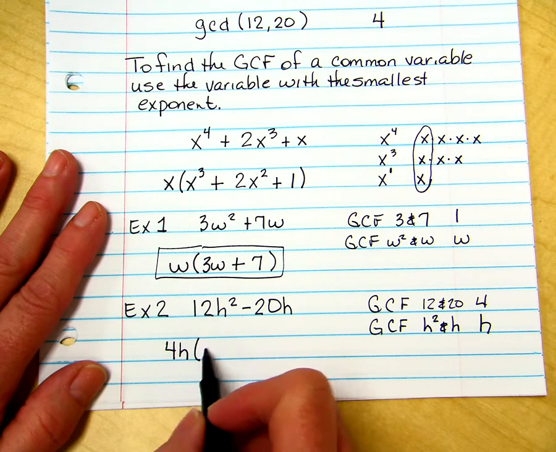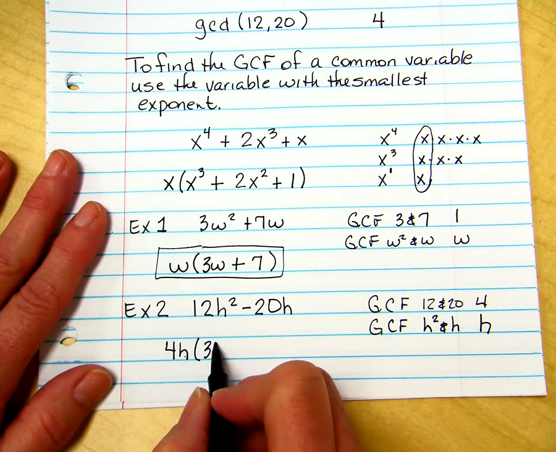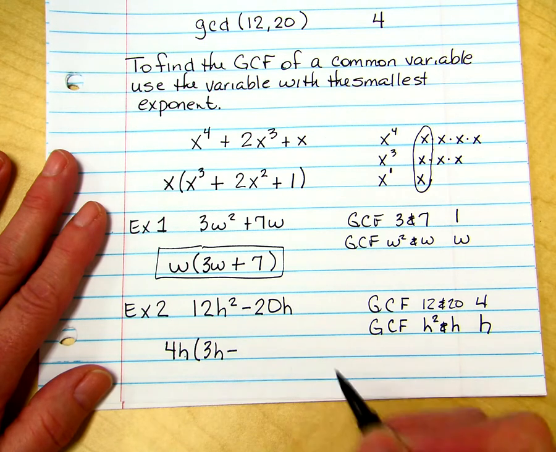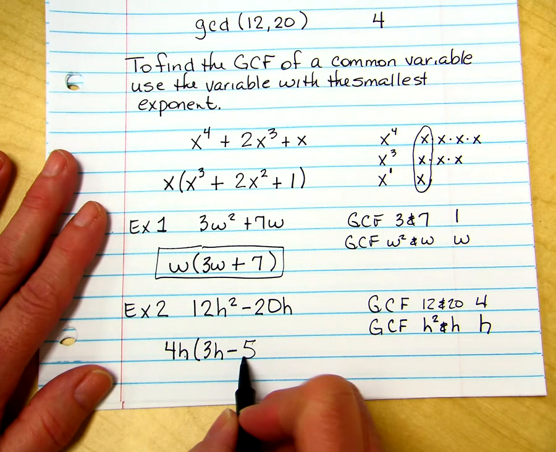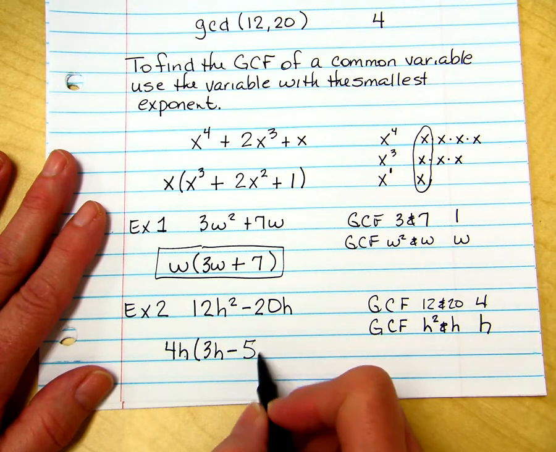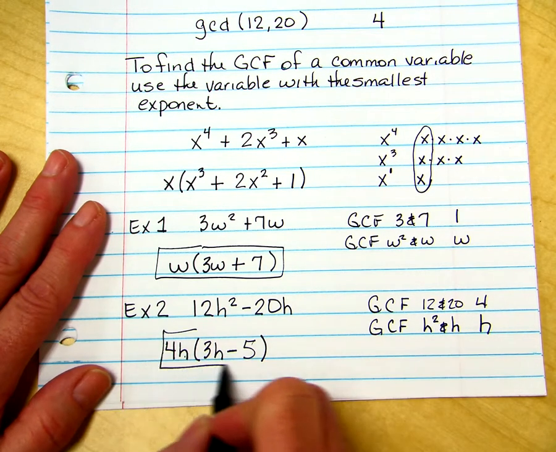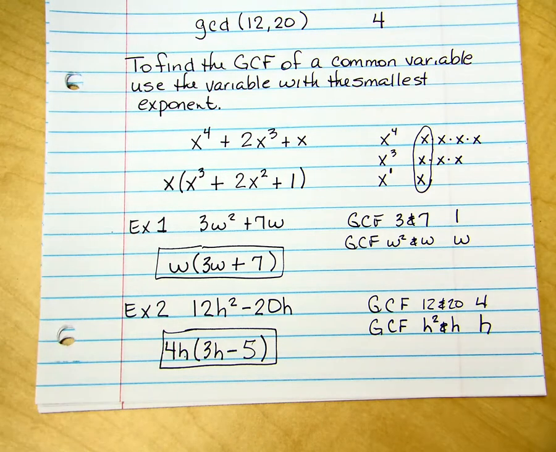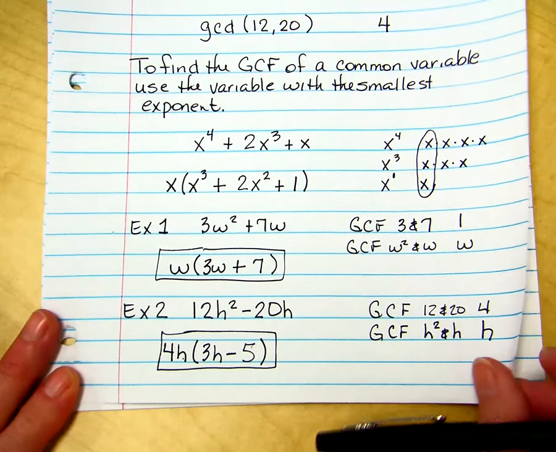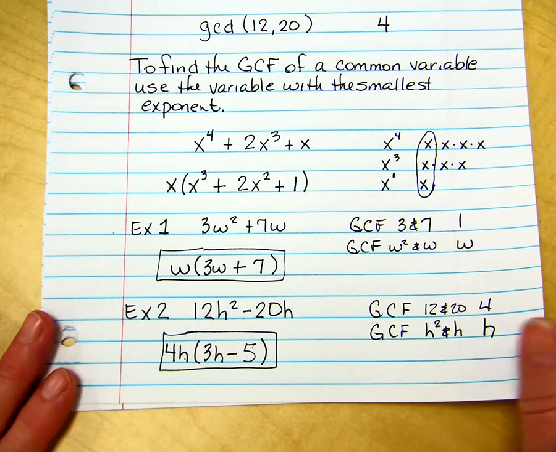4 times 3 gives me 12. H times h gives me h squared. This is minus, so this is minus. 4 times 5 gives me 20, and I already have an h, so that means I don't need another one. And we are done. So 4h times the quantity 3h minus 5 is the factored form of 12h squared minus 20h.